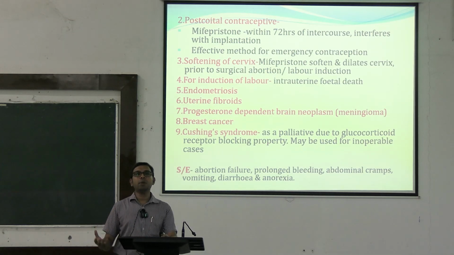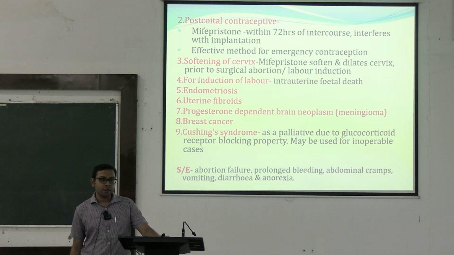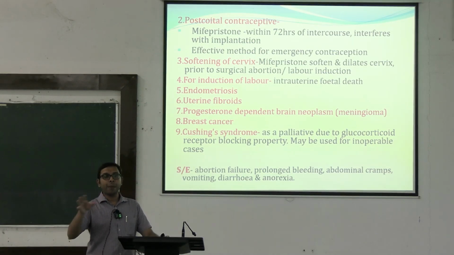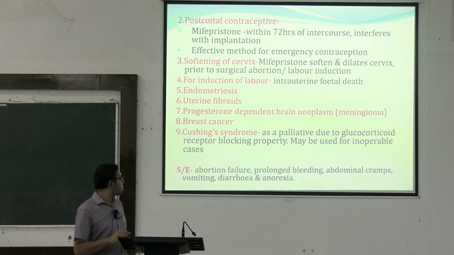So in Cushing syndrome, due to some tumor, there will be more release of the corticosteroids. So here we can use this Mifepristone also for blockade of the corticosteroid receptors as a palliative therapy. Ultimate treatment is the removal of the tumor that causes the more release of the corticosteroids.